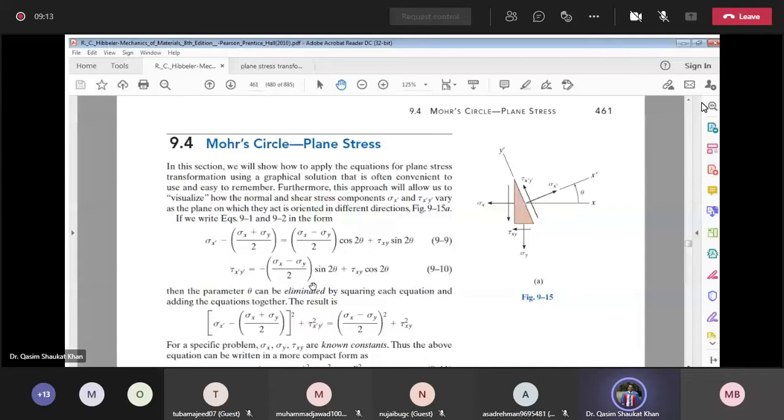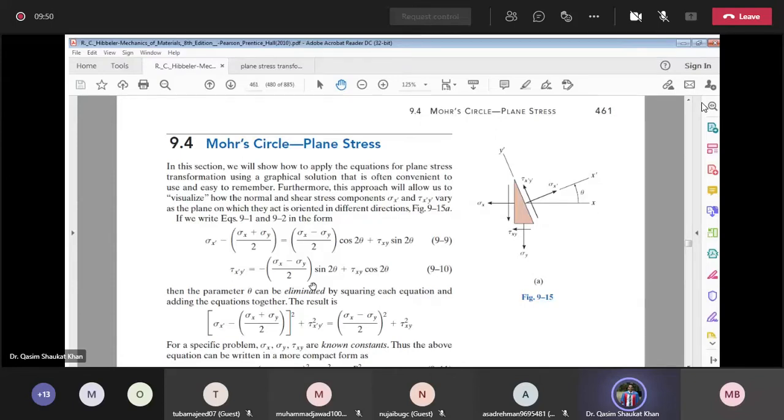So the fourth equation which we derived was for the computation of the principal planes, that is tan 2 theta p equals 2 tau xy over sigma x minus sigma y. Then we derived the equation for the major principal stress and minor principal stress. So that was sigma x plus sigma y over 2 plus or minus the root of sigma x minus sigma y over 2 squared plus tau xy squared. The sixth equation which we derived was for the computation of the shear planes.